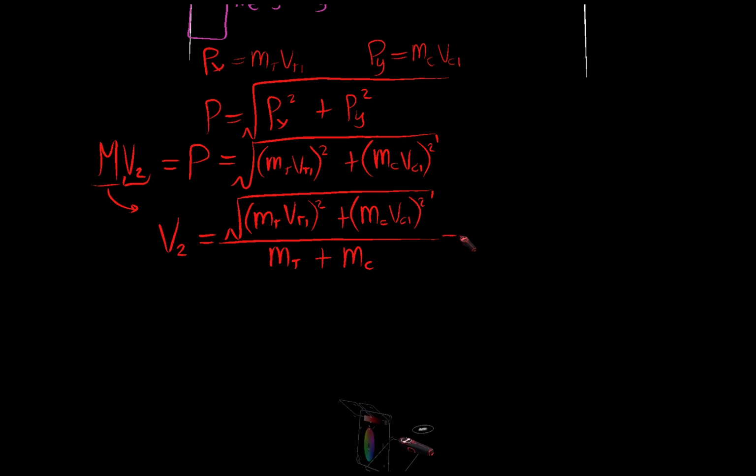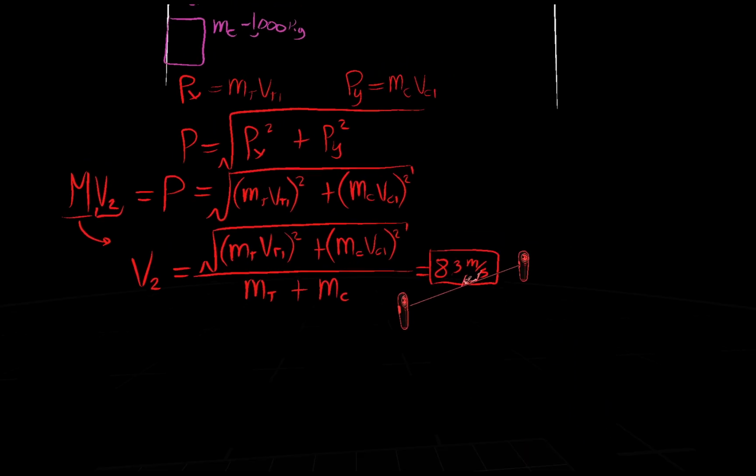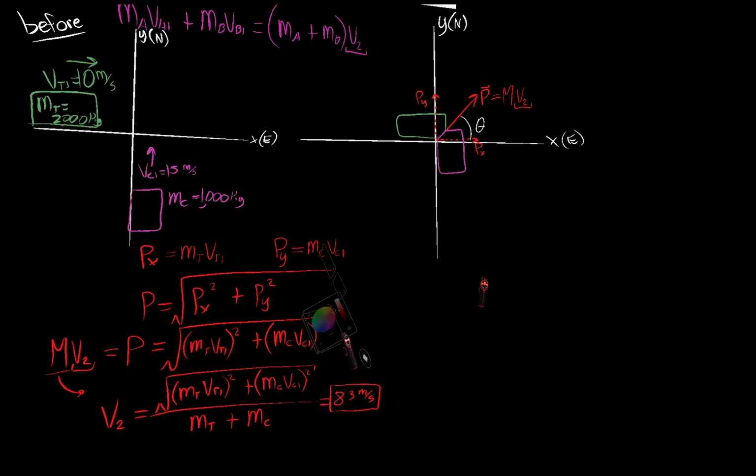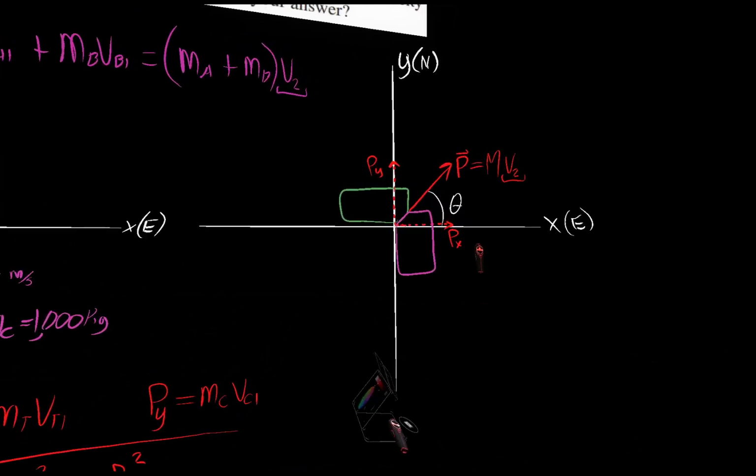And if you plug all those values into your calculator, you should get that the magnitude of the final velocity of the combined truck and car system is 8.3 meters per second. 8.3. We're not completely done yet because we have to find the direction. The angle theta was defined in terms of the eastward direction, our x direction here. So now we have to find theta.